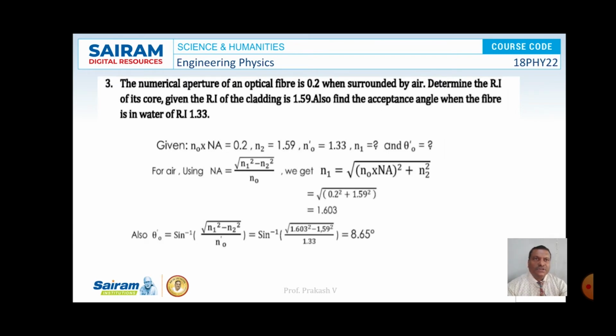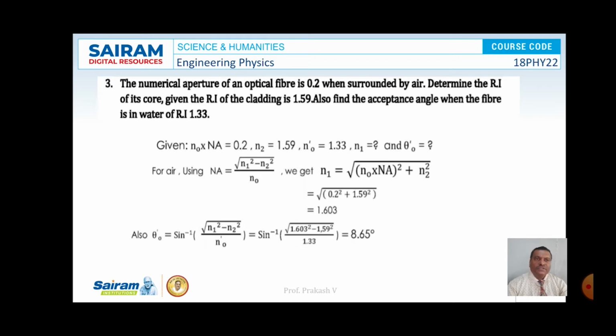The numerical aperture of an optical fiber is 0.2 when surrounded by air. Determine the refractive index of its core given the refractive index of the cladding is 1.59. Also find the acceptance angle when the fiber is in water. The refractive index of water is given as 1.33. So the given data is numerical aperture 0.2, refractive index of cladding 1.59 and refractive index of surrounding media n0 equal to 1.33. What is the refractive index of core, that is n1, and also the cone acceptance angle theta naught?